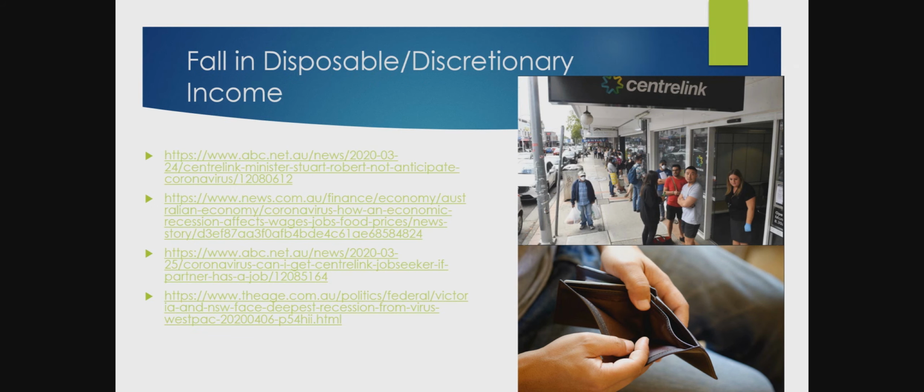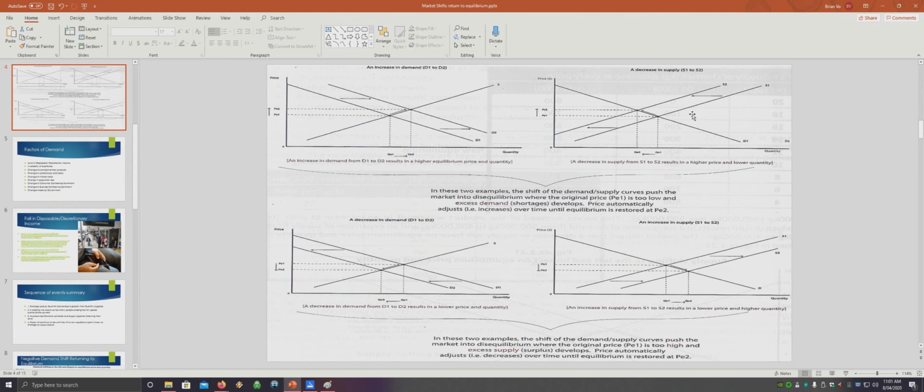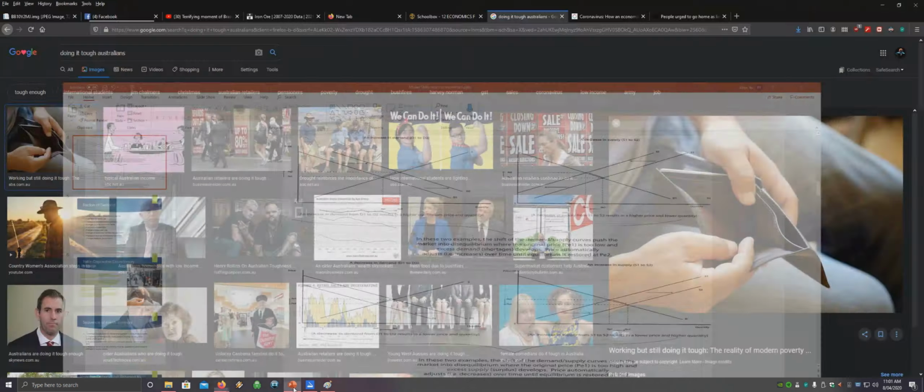So first off, we've got a fall in disposable and discretionary income. As you can see here, we've got an image of a long line of people at Centrelink waiting to receive the JobSeeker payment, and a lot of people without money. So what will this fall in disposable and discretionary income cause aggregate demand to do? Will it shift left or right? Well, most likely it's going to shift to the left. We're going to see prices decrease and quantity consumed decrease. This might happen over a long period of time, but maybe we could finally see if quantity has decreased.